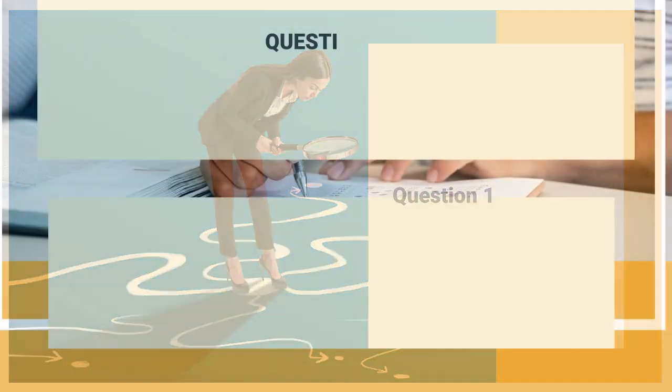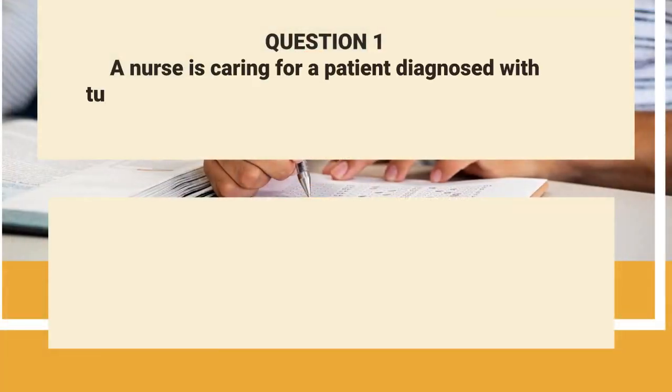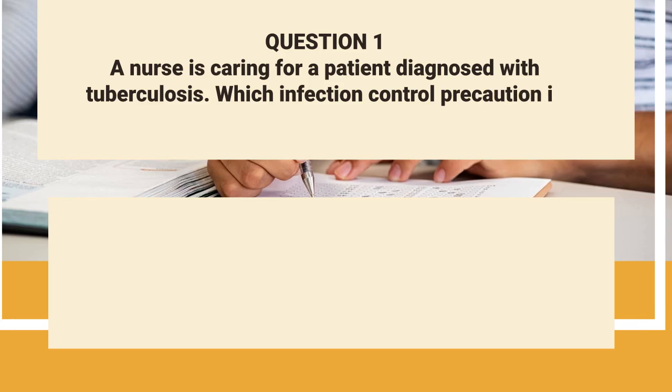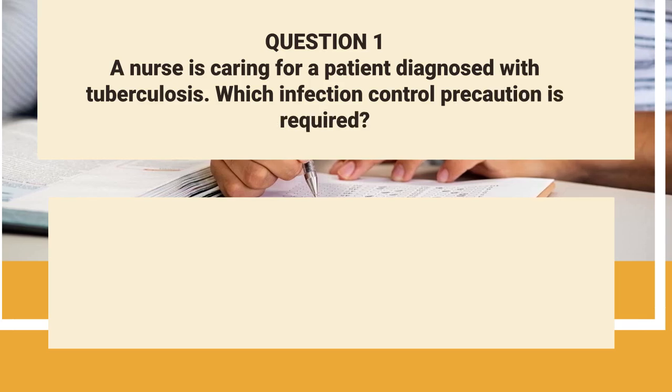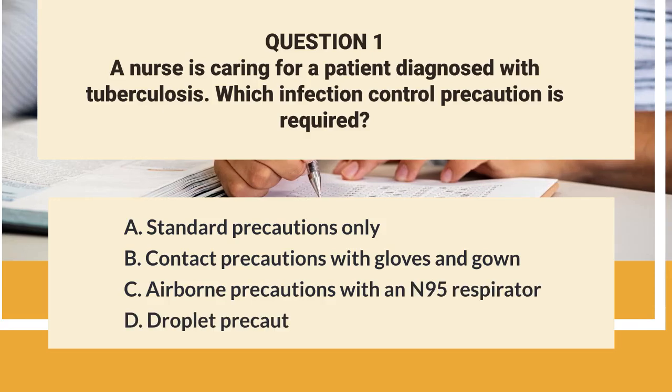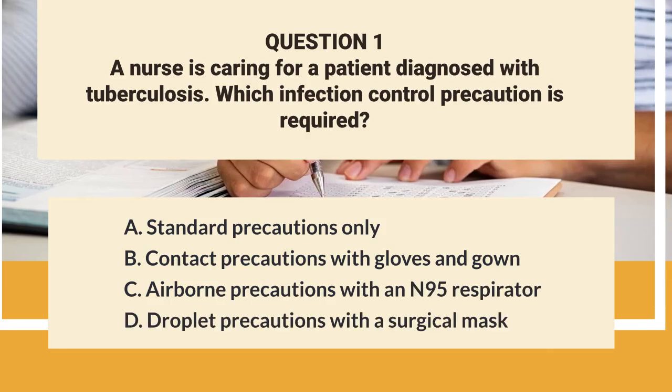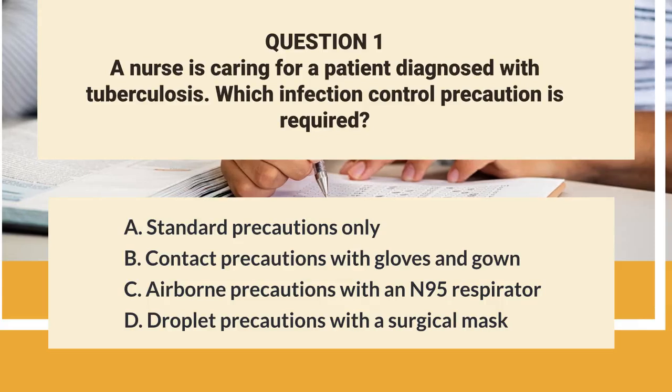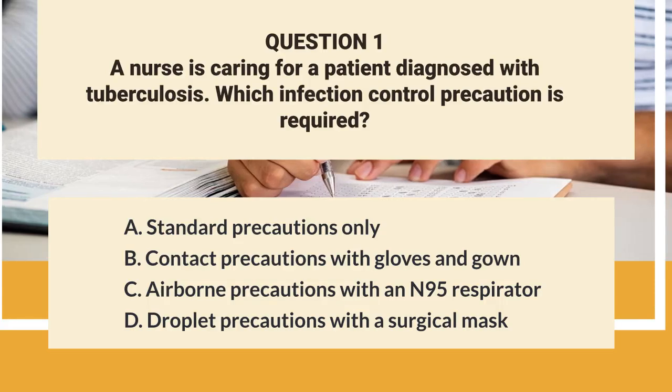Question 1. A nurse is caring for a patient diagnosed with tuberculosis. Which infection control precaution is required? A. Standard precautions only. B. Contact precautions with gloves and gown. C. Airborne precautions with an N95 respirator. D. Droplet precautions with a surgical mask.